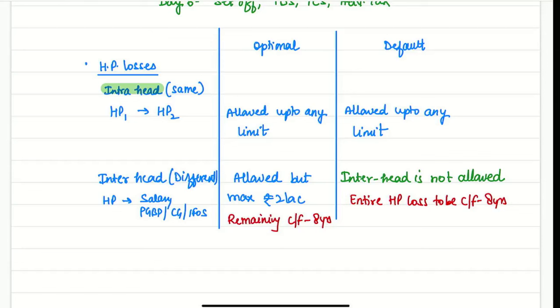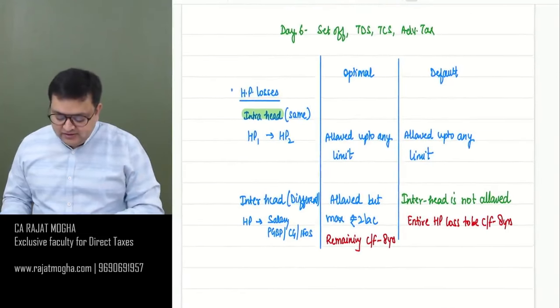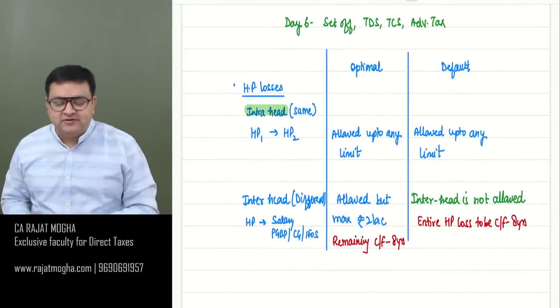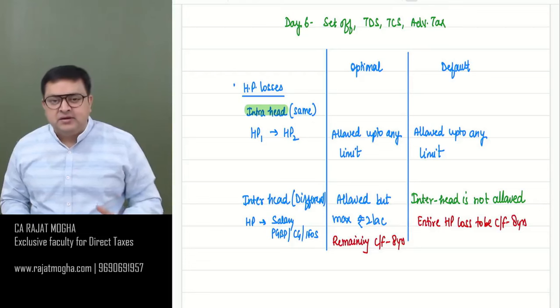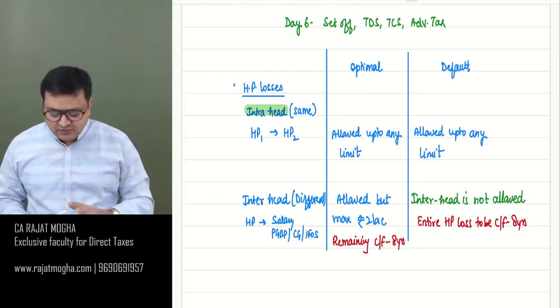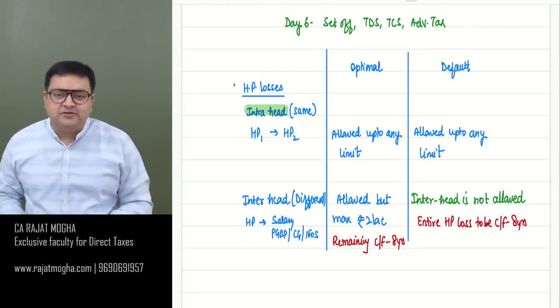Have you done this? Very good. So this is the only difference in optional regime and default regime as far as losses are concerned. For PGBP losses, for capital gain head losses, there is no such difference. Only in house property there is a difference, and it is an important difference. You should know about it.